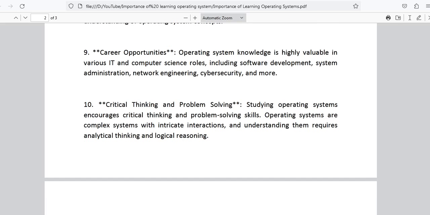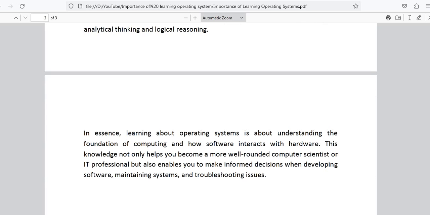Number 10, critical thinking and problem solving. Studying operating systems encourages critical thinking and problem solving skills. Operating systems are complex systems with intricate interactions, and understanding them requires analytical thinking and logical reasoning. In essence, learning about operating systems is all about understanding the foundation of computing and how software interacts with hardware. This knowledge not only helps you become a more well-rounded computer scientist or IT professional, but also enables you to make informed decisions when developing software, maintaining systems, and troubleshooting issues.